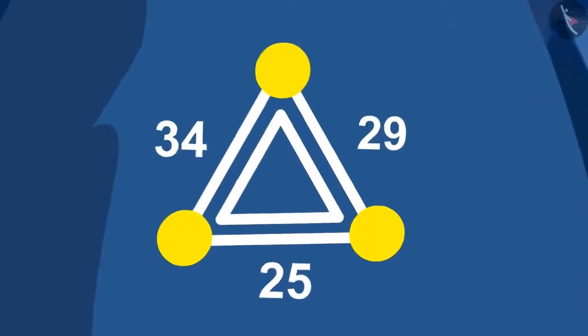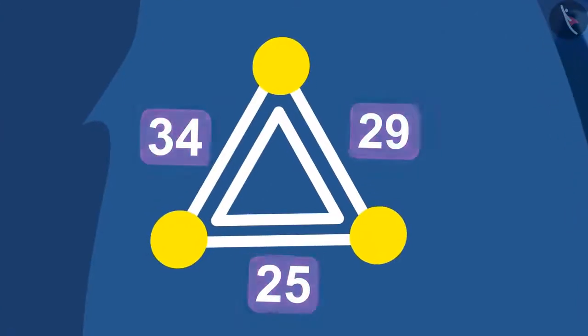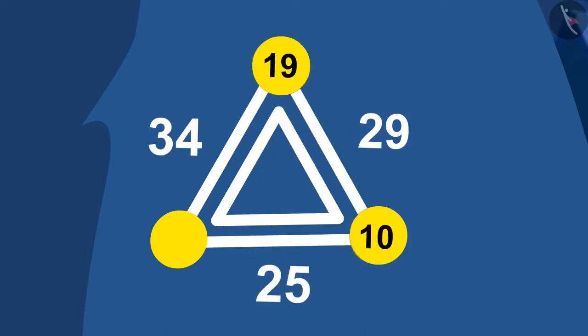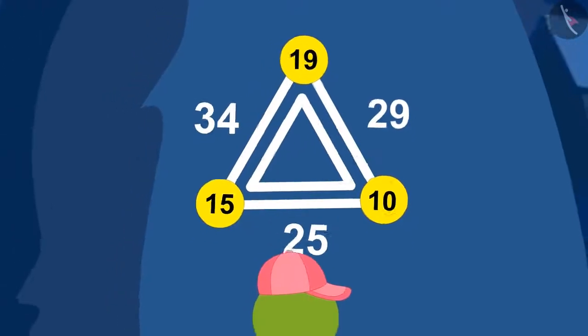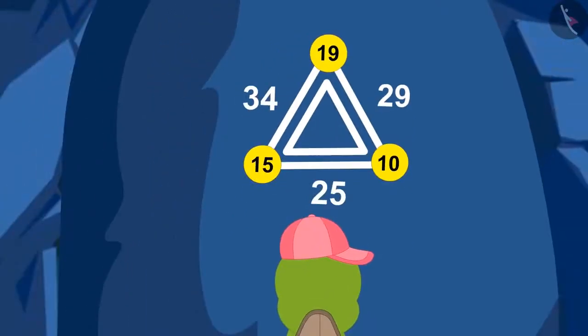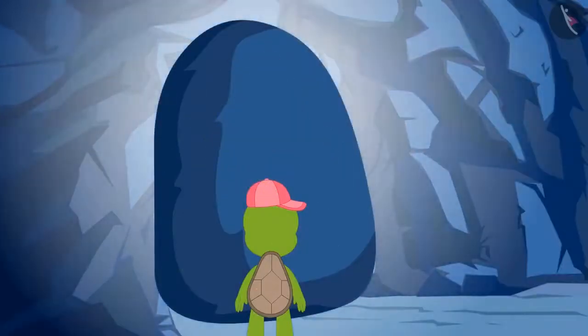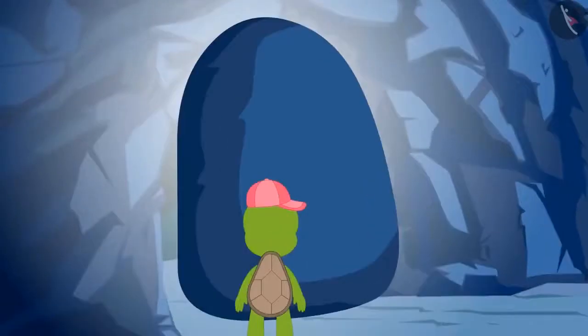Now, Tufan saw the numbers written on the side of the triangle. He noticed that on the side on which the number is 29, he can put the numbers 10 and 19 on 2 corners. And the side which has the number 34 written, he can put the numbers 19 and 15. In this way, Tufan put all the numbers in their correct places. Tufan's answer was absolutely correct. The first door of the cave opened.